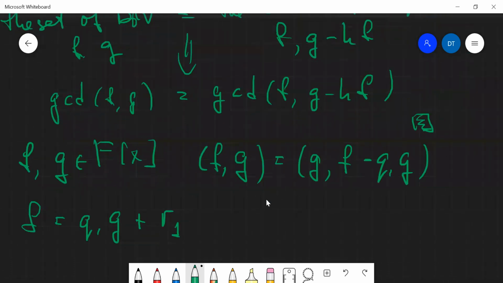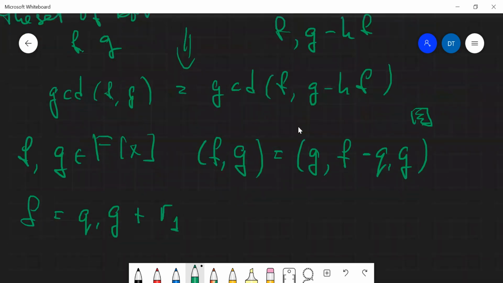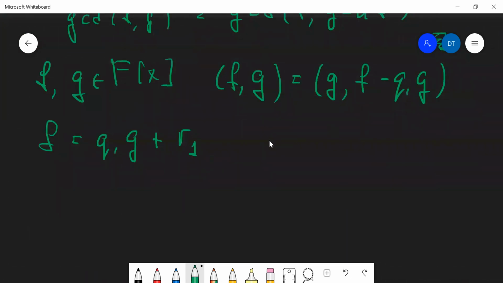Formally, I use a slightly different rule here because I switched the polynomial f by the polynomial g, but the proof for this equality is exactly the same as I did before. So using this, we see that this polynomial is exactly the remainder R1. But what do we know about the remainder? The degree of the remainder is strictly smaller than the degree of the polynomial G.